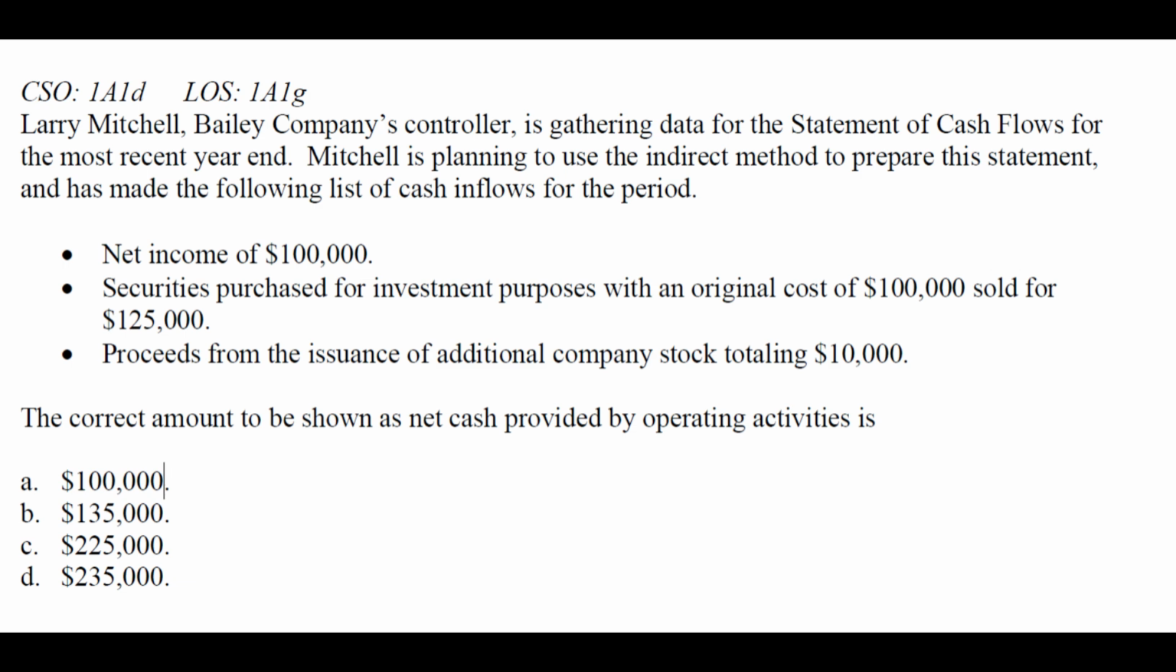Investing activities include purchases and sales of long-term assets and investments. Financing activities include issuing shares, borrowing money, repaying debt, and paying dividends. A useful memory aid is: net income belongs to operating, asset transactions belong to investing, capital transactions belong to financing. Therefore, only the $100,000 net income appears in the operating section, making A the correct answer.